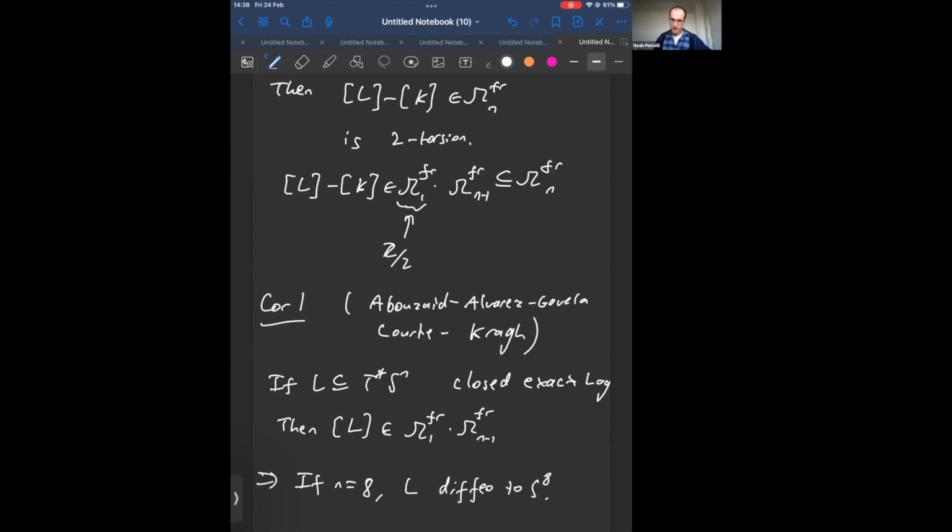S^8. So here we're applying the theorem where we take one of the Lagrangians to be L and the other Lagrangian to be the zero section. And then work of, I think, Abouzaid and others proves that these two Lagrangians are quasi-isomorphic in the Fukaya category. This assumption on tangent bundles is automatic for degree reasons, it turns out.